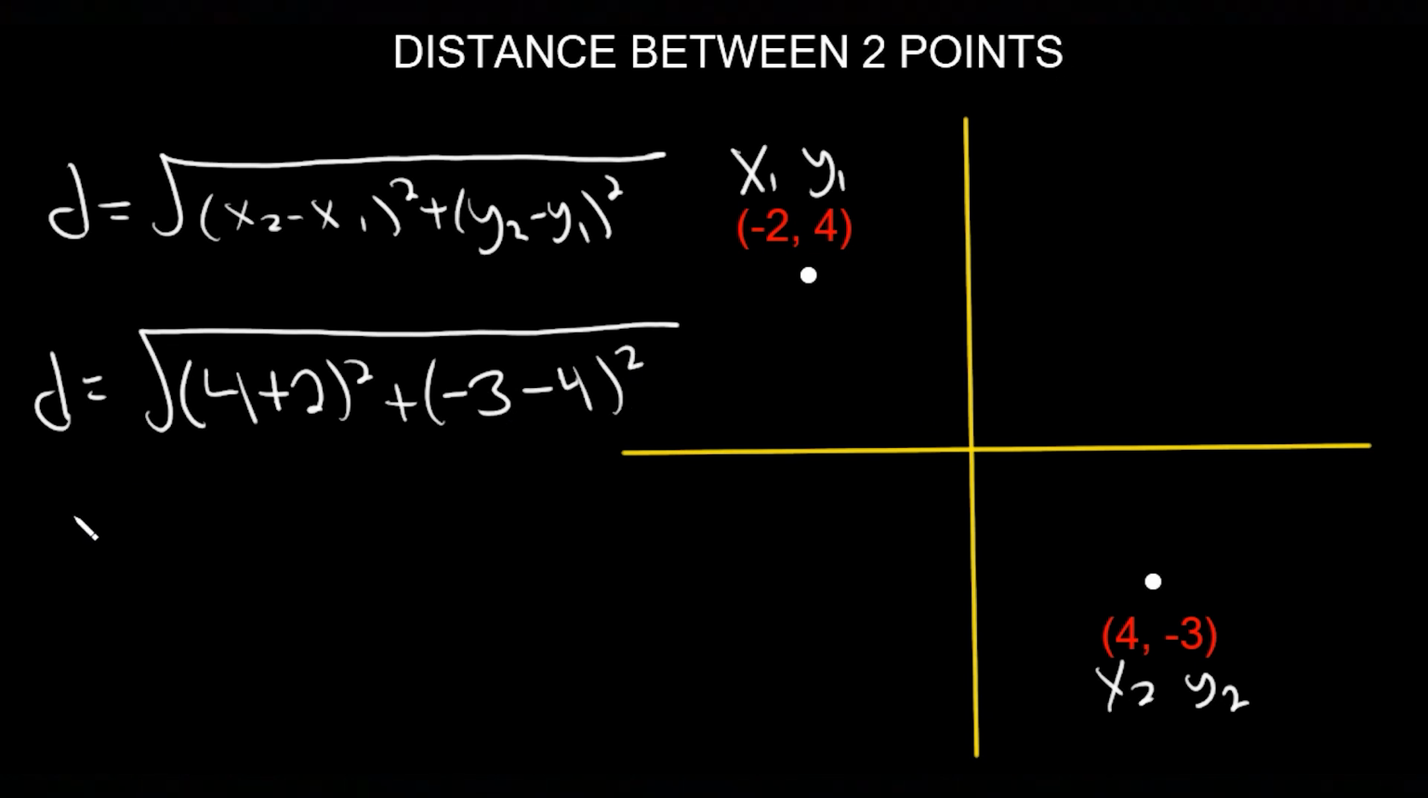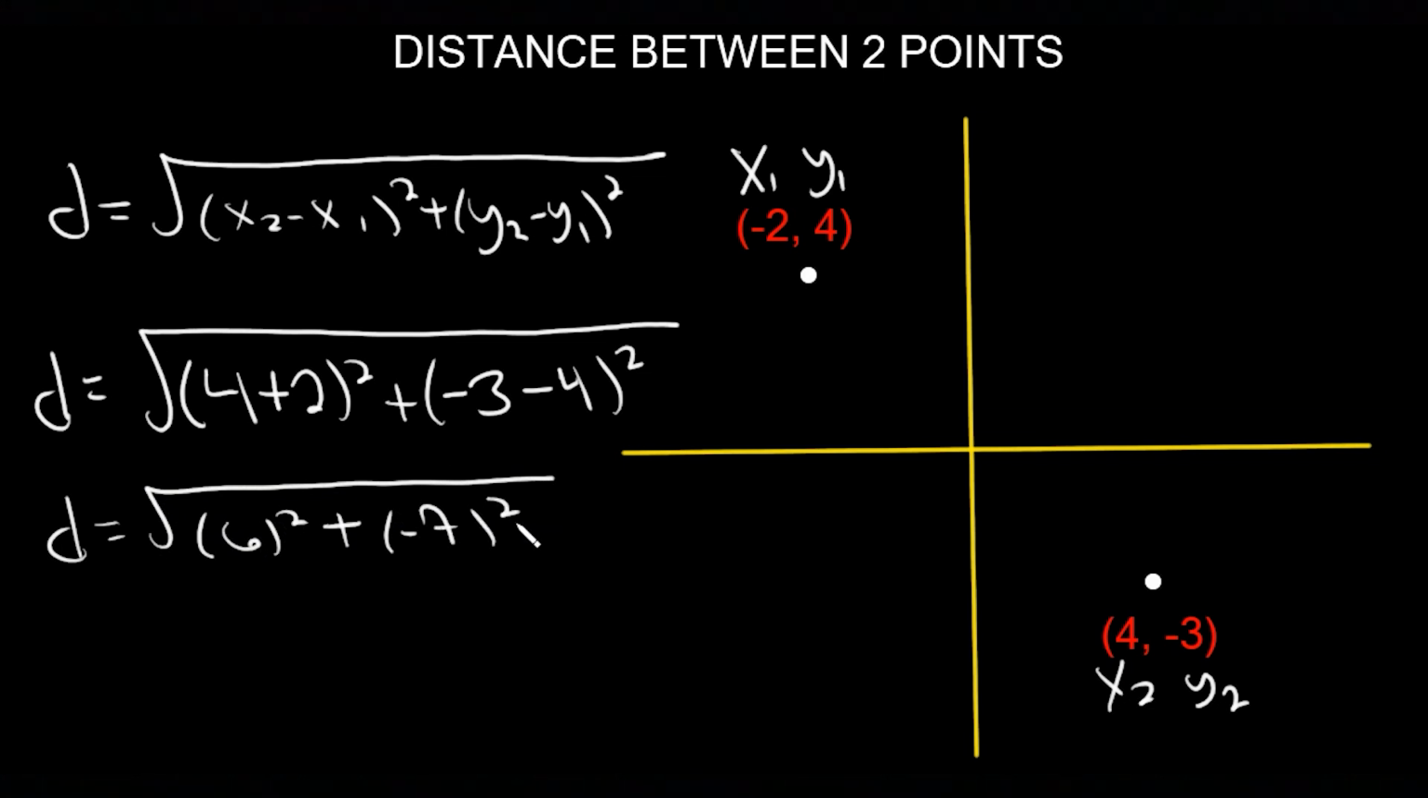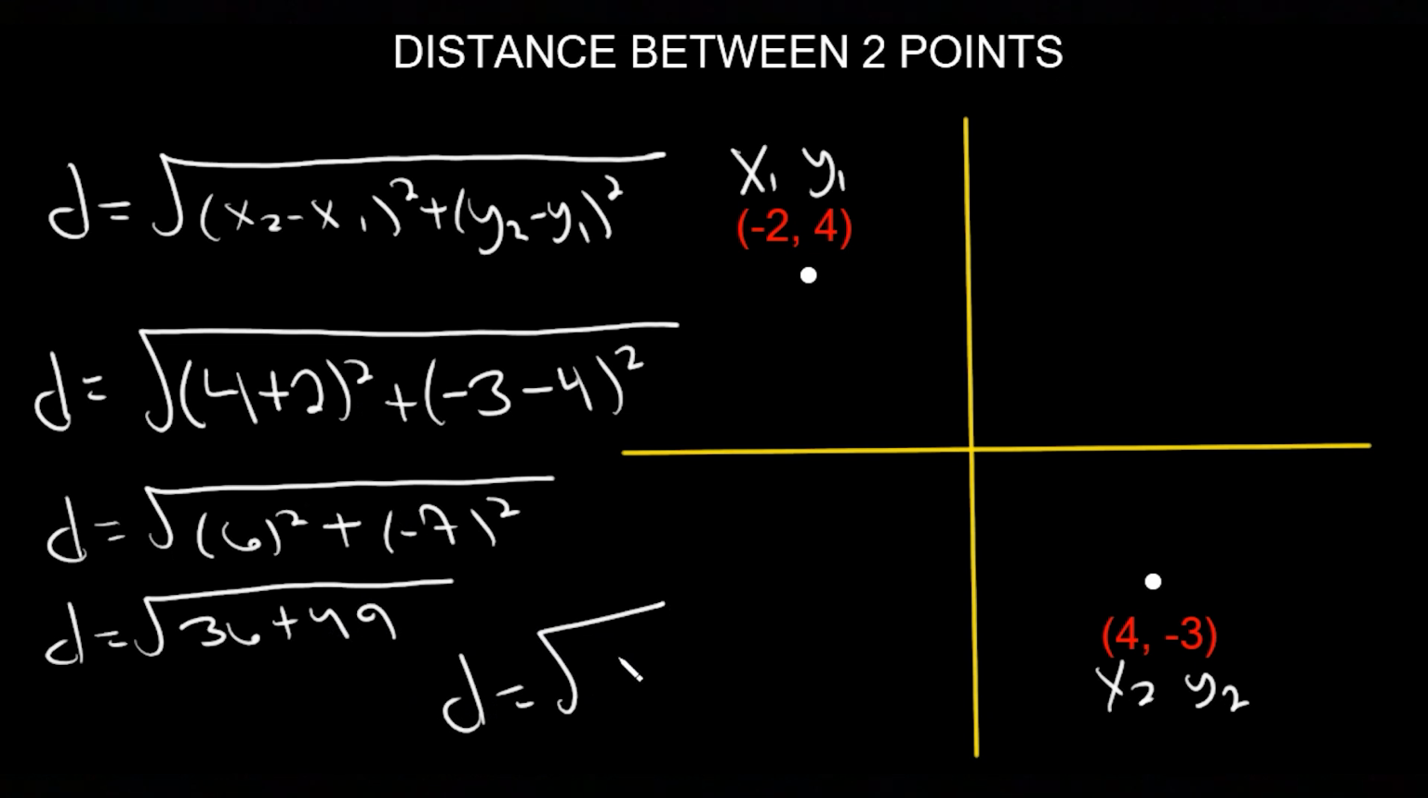So then simplifying it down, we get d is equal to the square root of, this will give me 6 squared plus -7 squared. Okay, so from here, going a little bit further, we get d is equal to 36 plus 49, and that will give me the square root of 85. So I'm going to say here d is equal to the square root of 85. Now, this is not a perfect square, so I want to leave it as the square root of 85, okay?